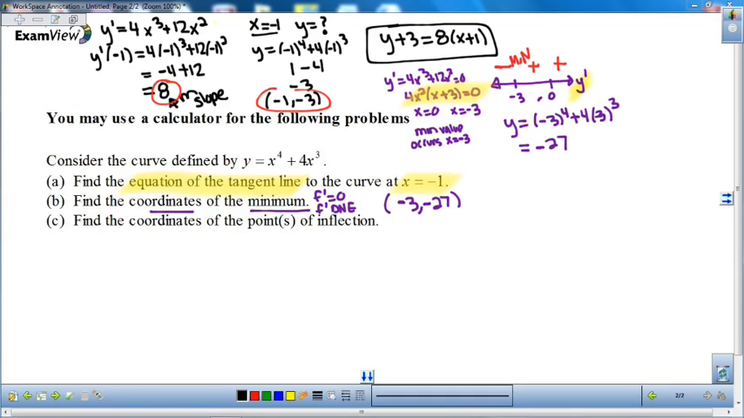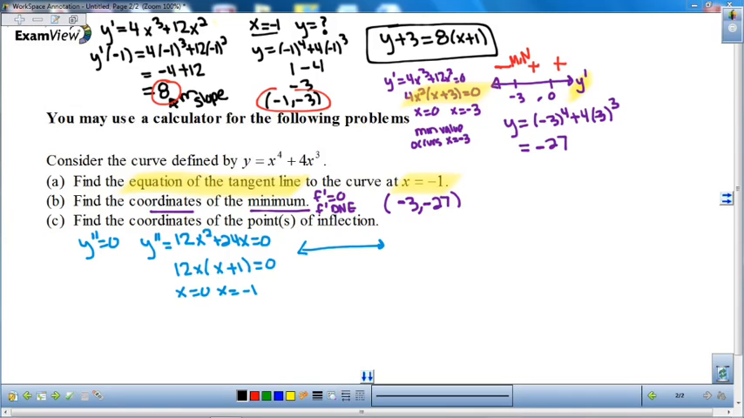Okay, part C asks for the points of inflection. So to find the points of inflection, I'm going to find the second derivative and set it equal to 0. So my second derivative is going to be 12x squared plus 24x. And I'm going to set that equal to 0. So I'm going to factor out a 12x. So I'm going to have x is equal to 0 and x is equal to negative 1. So those are possible points of inflection.